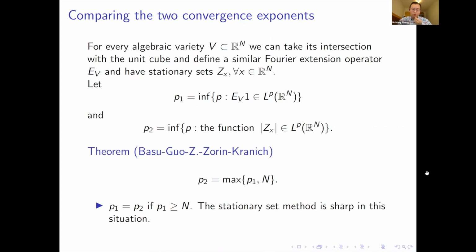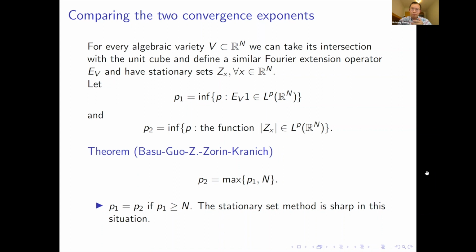This means that if you take the surface measure and look at its Fourier transform, you want to ask which L^p space it is in. Then you can also ask this question about the measure of stationary sets. This P2 is the maximum between P1 and N, which means if P1 is bigger than N, then P1 is actually equal to P2. So in this reduction, you don't lose anything.